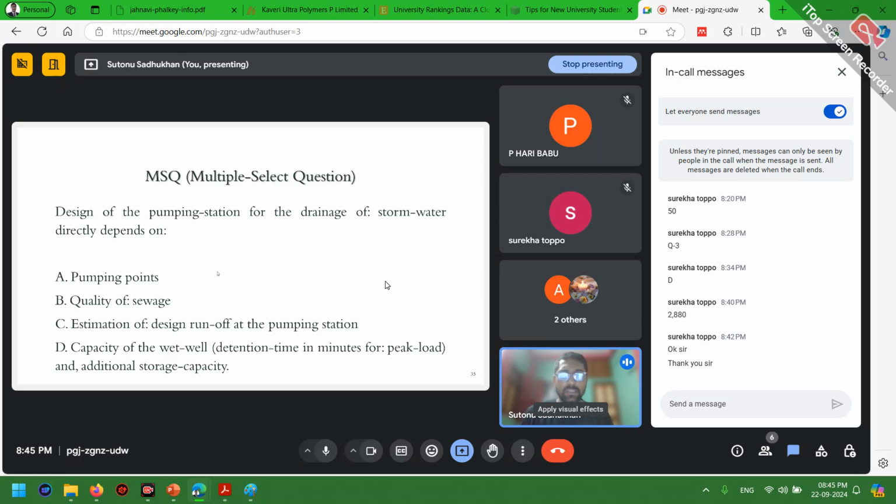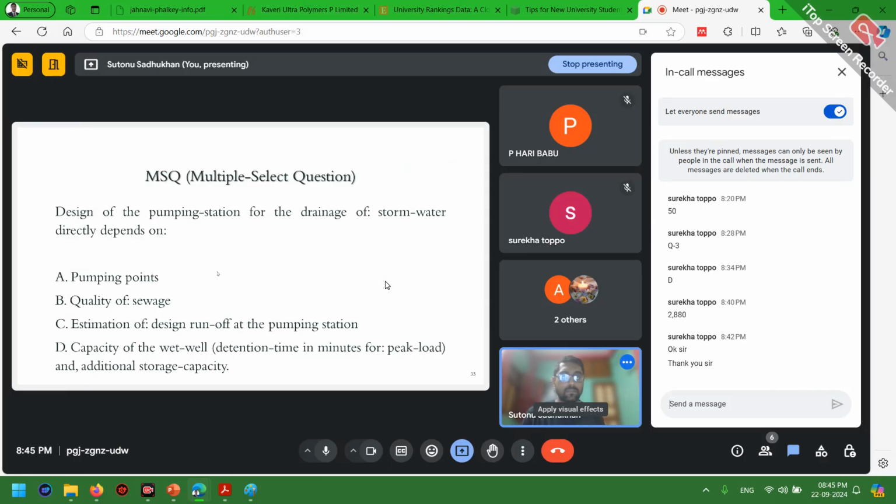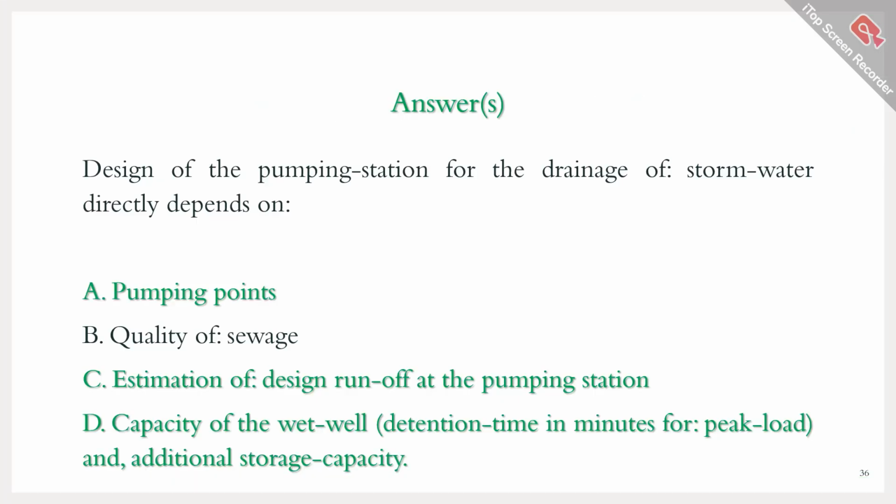Only Surekha is trying. None of the others are trying. So others should also try. Surekha, you can also try. Yeah, Surekha is telling us option D. Okay, we'll move on towards the solution.